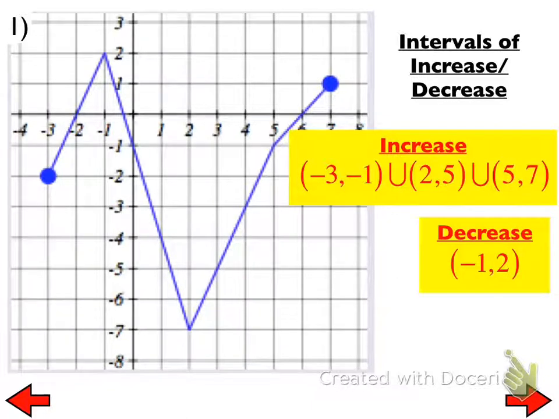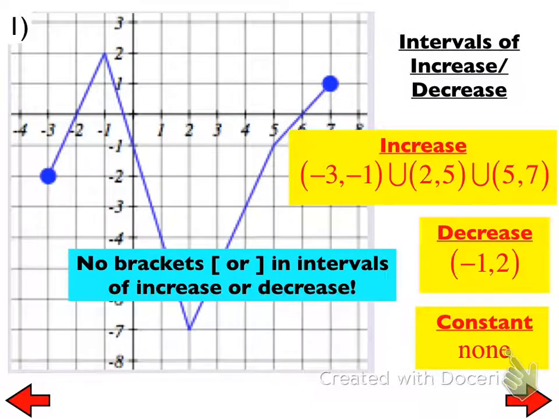So what I'm talking about is here and here and here. We're actually changing there, not increasing or decreasing. And so there are no intervals where it's constant. And so you might want to add this to your notes just to make sure that you remember that. No brackets in intervals of increase or decrease. Because then we would be including the point where it's actually changing.